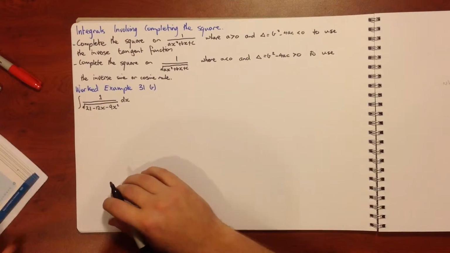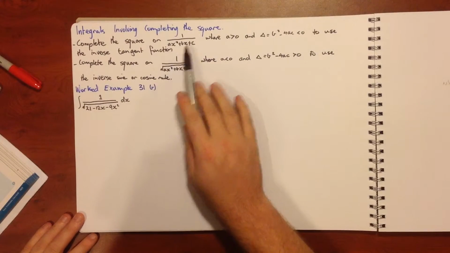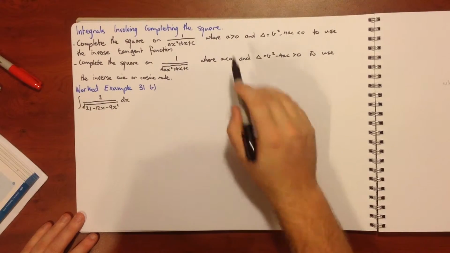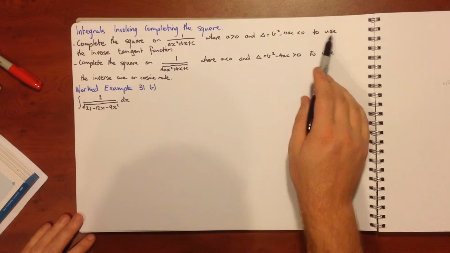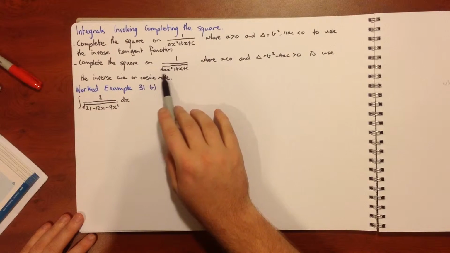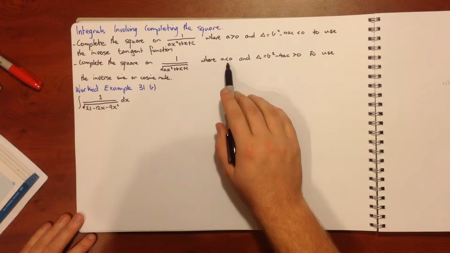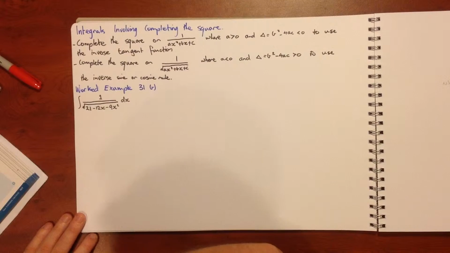Of course, all the examples that we just have could be done for definite integrals where we've got our terminals. We can also have examples where we've got integrals involving completing the square. If we complete the square on 1 on ax squared plus bx plus c, where a is bigger than 0 and the discriminant is less than 0, then we use the inverse tan function. Or we can complete the square on 1 over the square root of ax squared plus bx plus c, where a is less than 0 and the discriminant is greater than 0, to use the inverse sine or cosine rules.